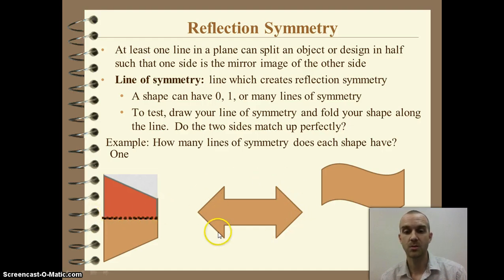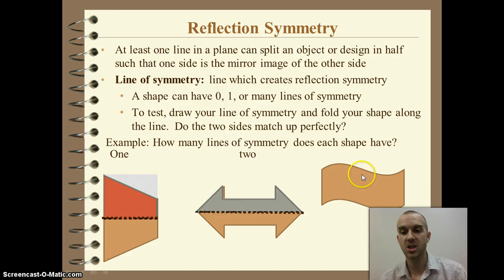Now if I look at my double arrow, if I drew the vertical line, I could then take the left side and fold it on the right side and it'd match perfectly. But I want to test other types of lines too. So if I take and go horizontally, I could take the bottom, fold it up, and it would fold on top as well. So this would have 2 lines of symmetry.